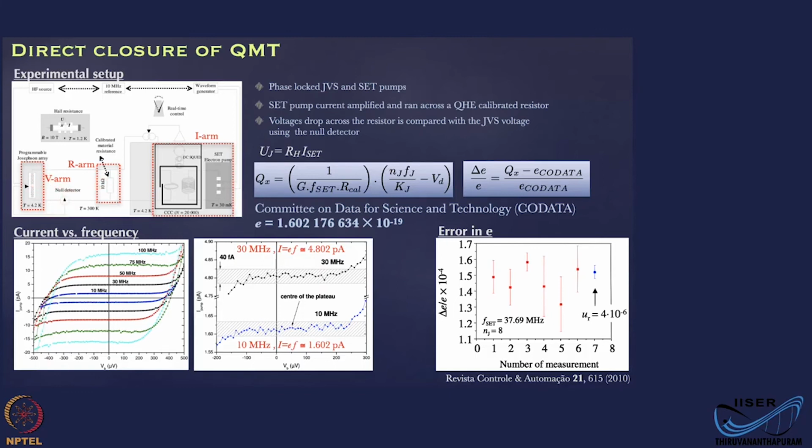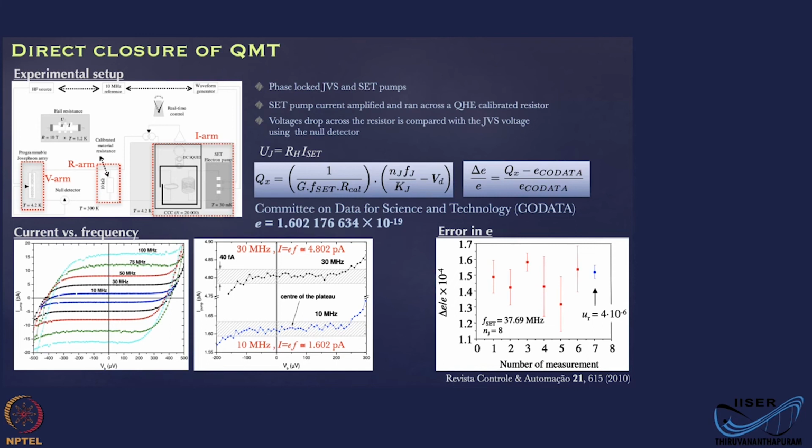Okay, so it basically matches the voltage drop across this resistor and the voltage produced by the Josephson standard. They should be exact in principle when you realize this. So what you will see is these two voltages should be exact, so that this null detector says there is no difference, and that is what you are looking for.